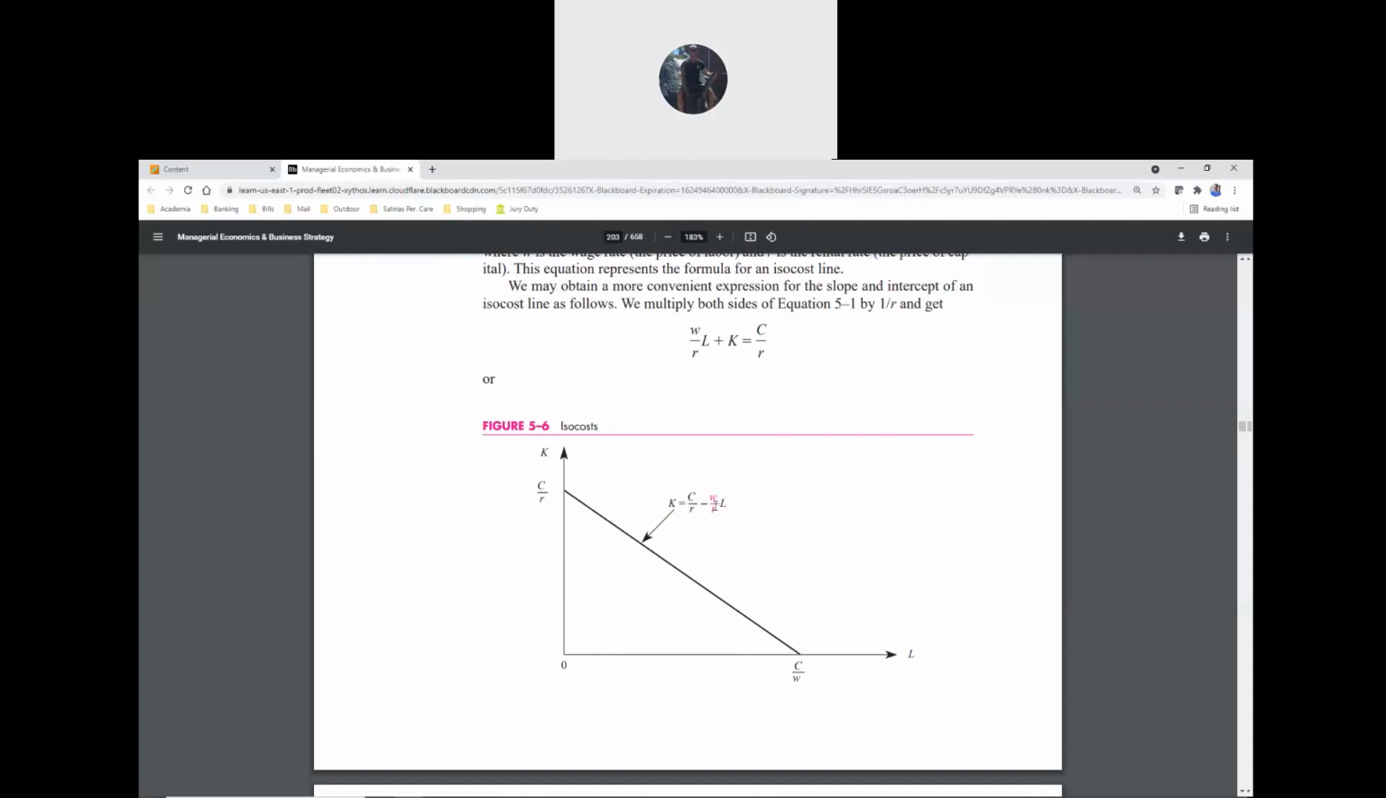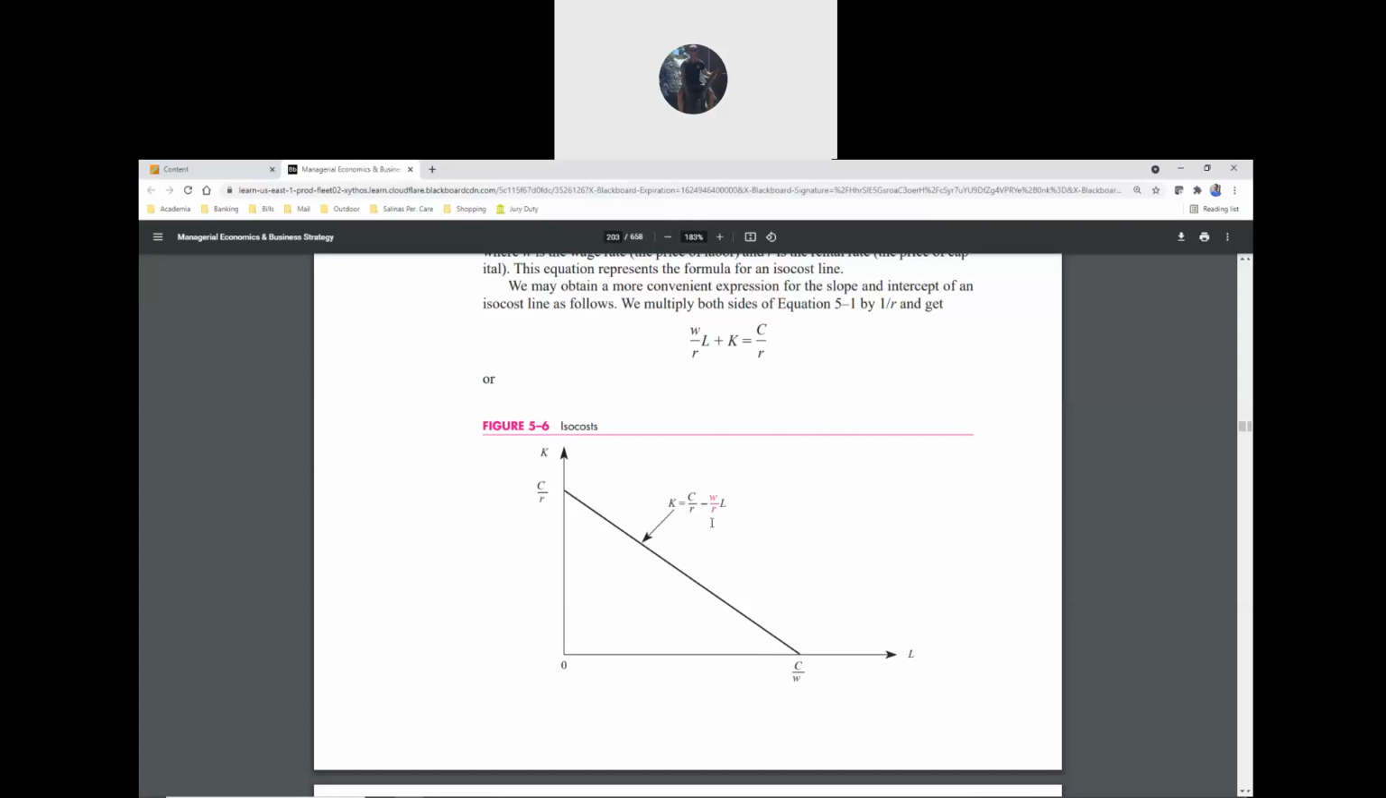And you can see that the intercept when labor is 0 is C over R. And if you did the other way, the intercept when K is 0 would be C over W. So the intercepts are determined by the total cost the firm has to spend and the price of each unit of that, right? The price of capital or the price of labor, depending on which intercept you're looking at.